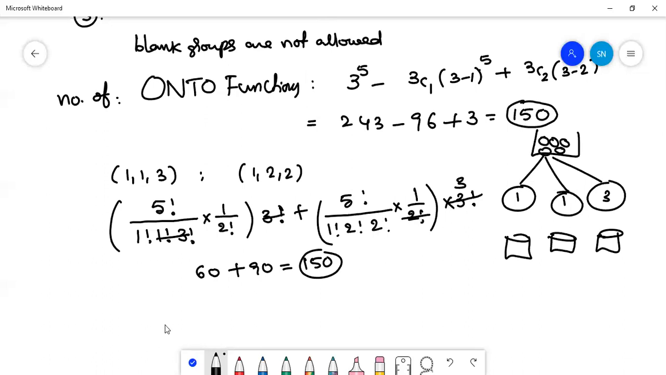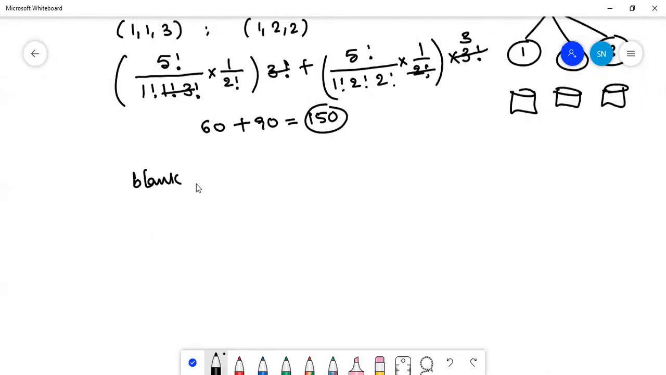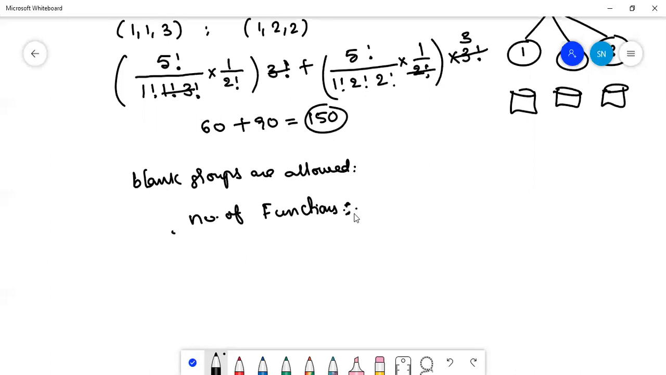Okay. Now the second case in the third point: when blank groups are allowed, then it comes under the number of functions. The second from the last in our points. So that is r power n, which means 3 power 5. 3 power 5 is 243.